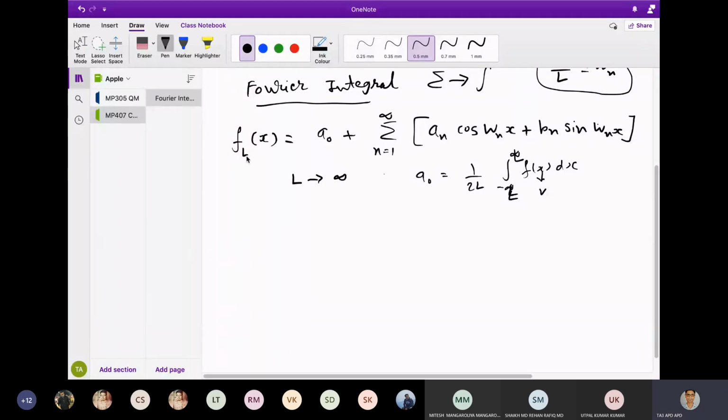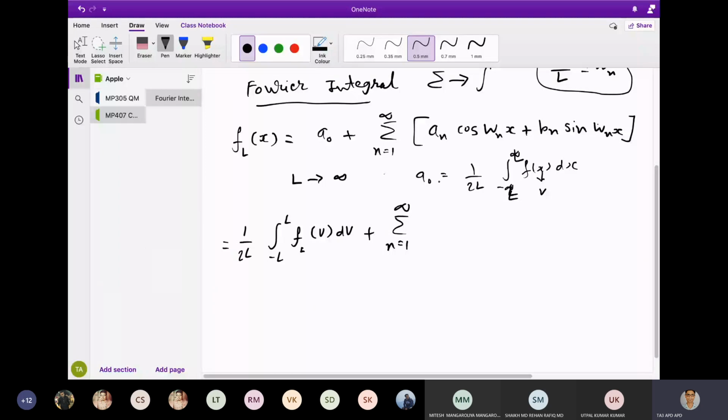So in that case, this f_L is going to be equal to a naught, which is 1 over 2L, integral from minus L to plus L. Now instead of f_L as a function of x, we are going to have f_L as a function of v, and I'm putting dv as the integral variable. So that is a naught plus the summation n equal to 1 to infinity, 1 over L. So let us take out this.